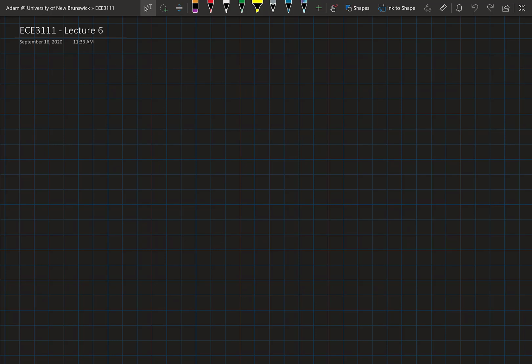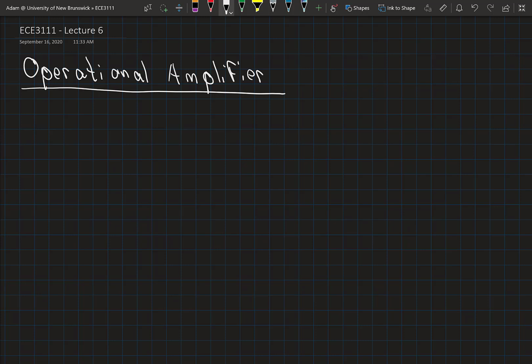Here we are at lecture 6, and today we're going to talk about the operational amplifier. Some of you, depending on the path you took to get to this course, may have taken classes in the past where you've talked about operational amplifiers, but we have a variety of backgrounds, so we're going to talk about them again here for a few classes.